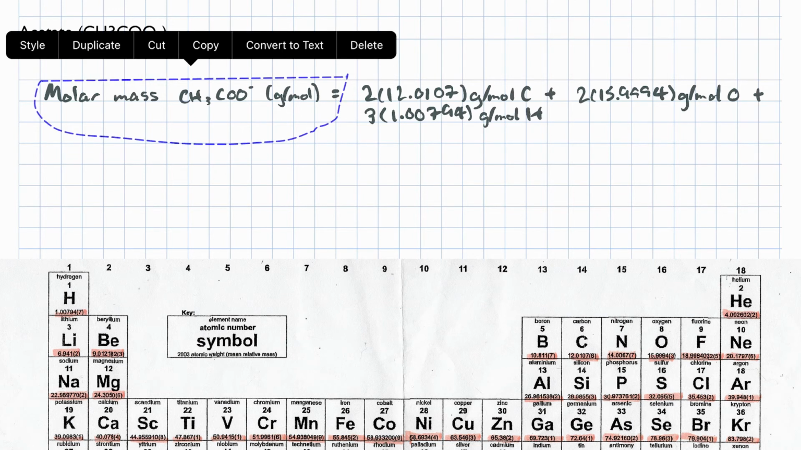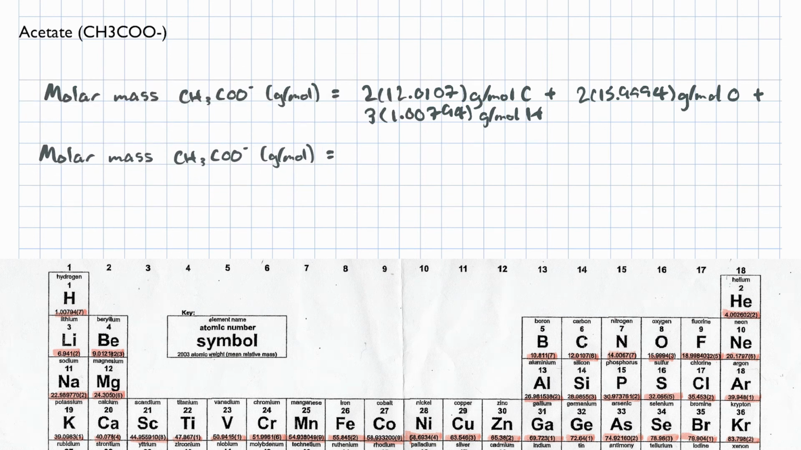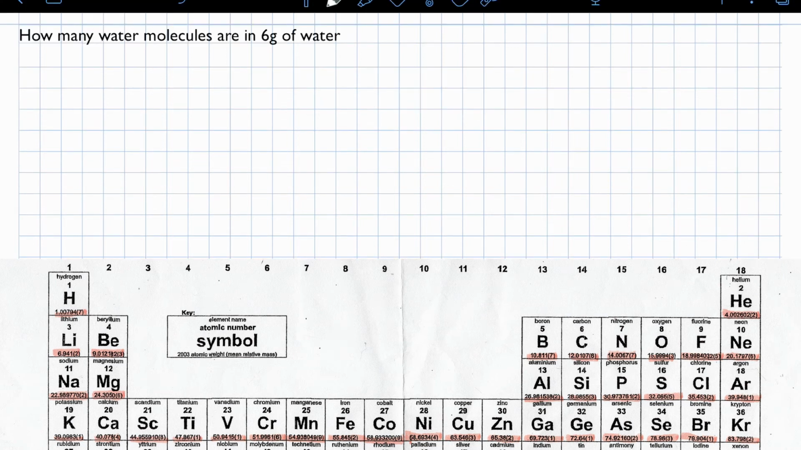So if you plug that all into your calculator, what you should get is 59.04402 grams per mole. But again, you want to be careful of sig figs, so your final answer should be 59.0440 grams per mole of acetate. So on to your next question.